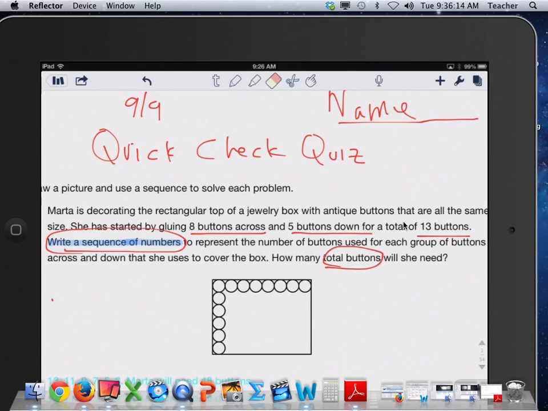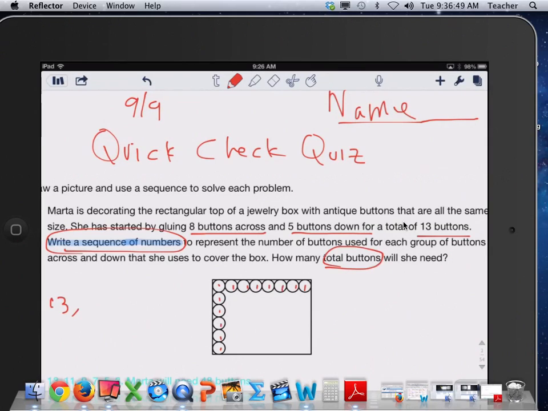And I need to write a sequence of numbers, right? Sequence of numbers. So I need 2 answers here. First, how many total buttons, and a sequence of numbers. Two total questions. First, we know that there's 8 going across. 1, 2, 3, 4, 5, 6, 7, 8. And 5 going down, right? 3, 4, 5. And that makes it, the first number is 13, correct?